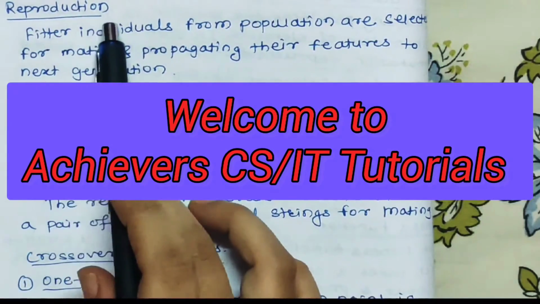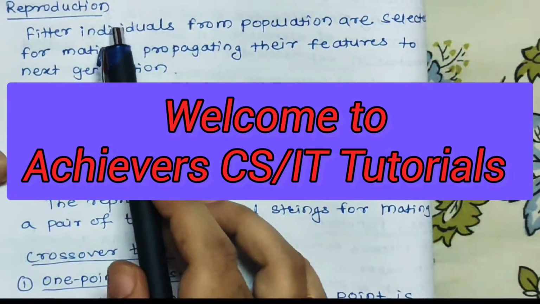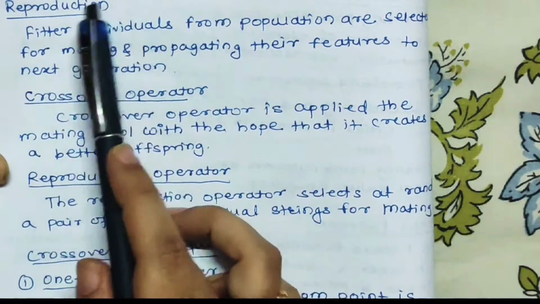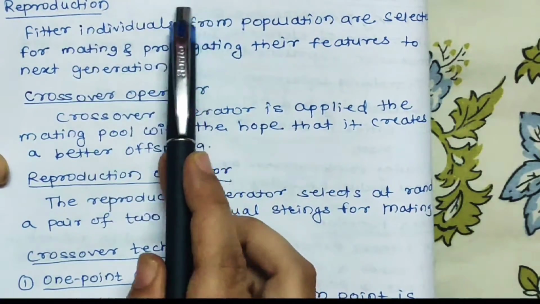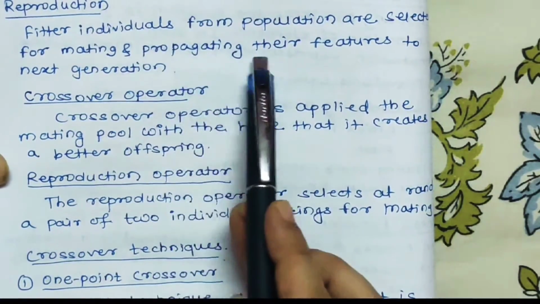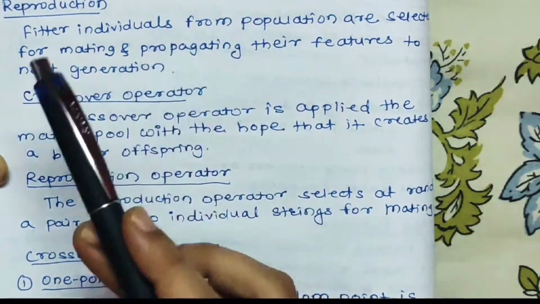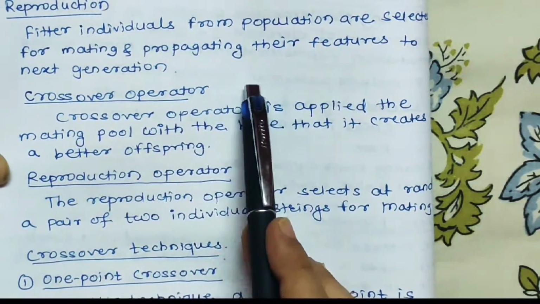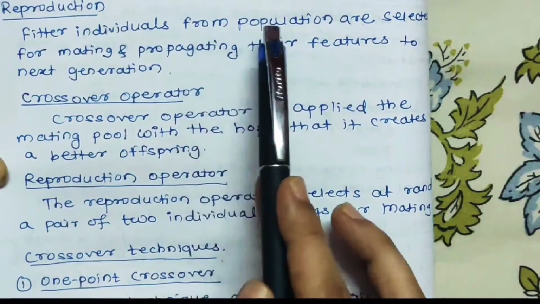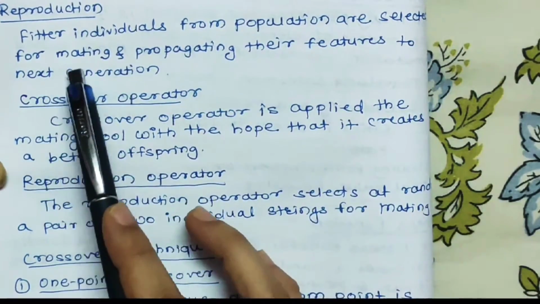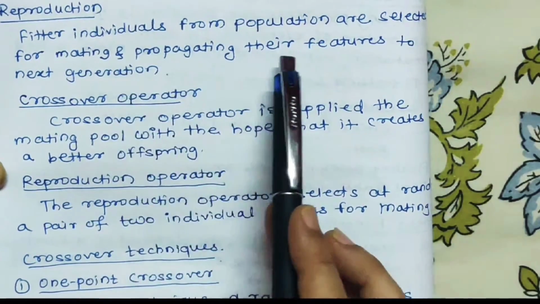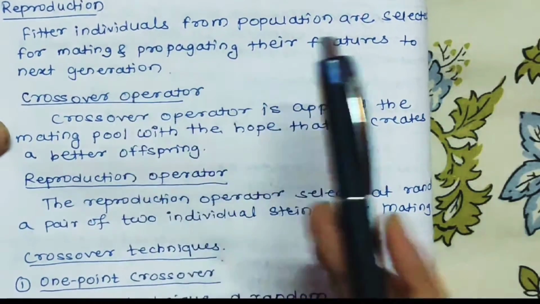Hello everyone. In this video, we will discuss the concept of reproduction. Reproduction is nothing but, from the given solutions, finding out the best solution or giving rise to the best solution. Fitter individuals from the population are selected for mating and propagating their features to the next generation.